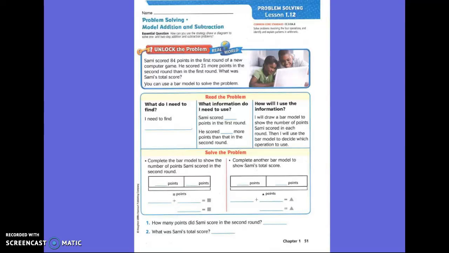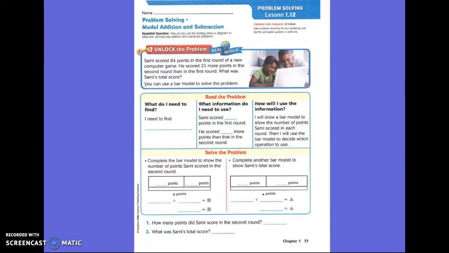Boys and girls, today we're going to solve addition and subtraction problems by using the strategy draw a diagram. So we're going to work out this problem by drawing diagrams. Let's read the problem first.